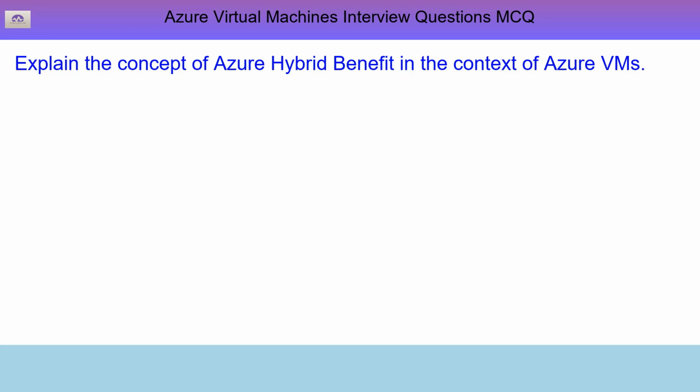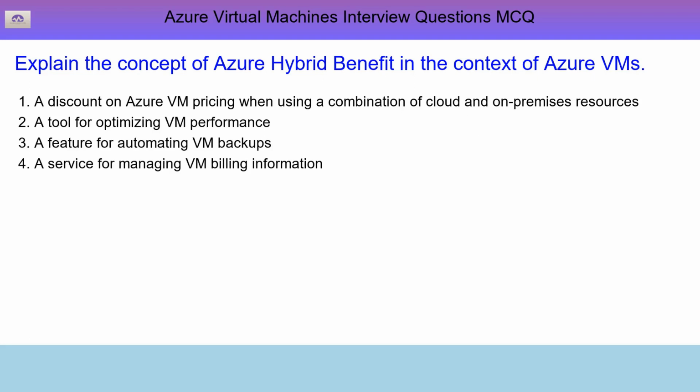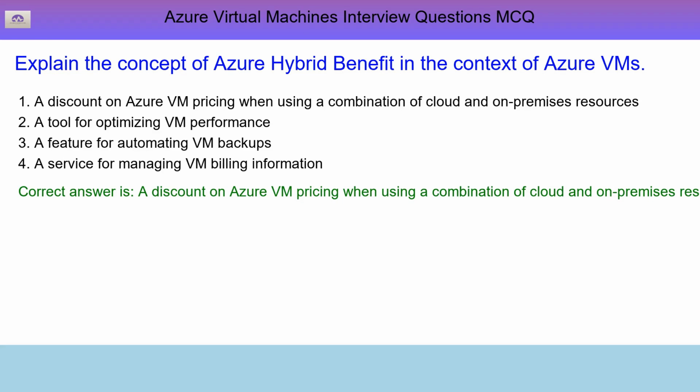Explain the concept of Azure Hybrid Benefit in the context of Azure VMs. Here are your options. 1. A discount on Azure VM pricing when using a combination of cloud and on-premises resources. 2. A tool for optimizing VM performance. 3. A feature for automating VM backups. 4. A service for managing VM billing information. The correct answer is a discount on Azure VM pricing when using a combination of cloud and on-premises resources.